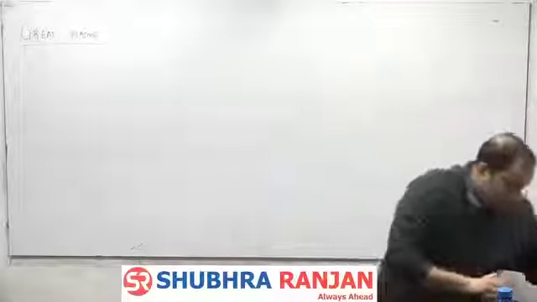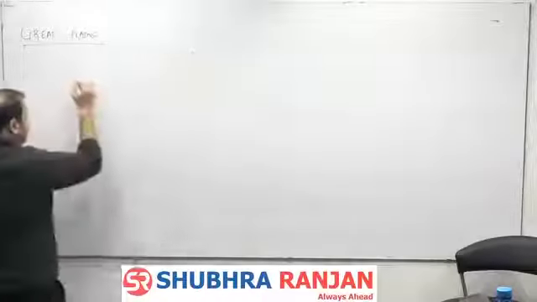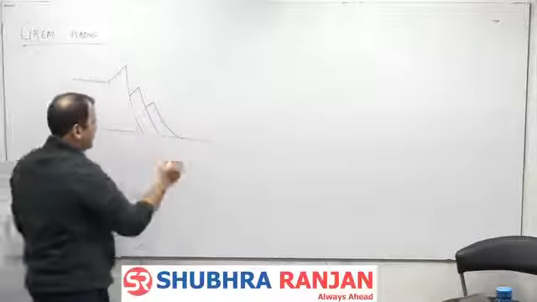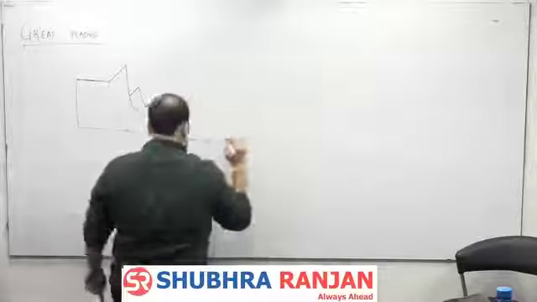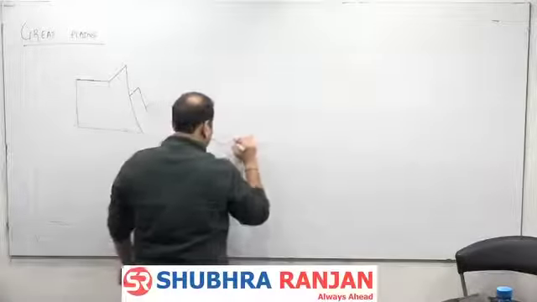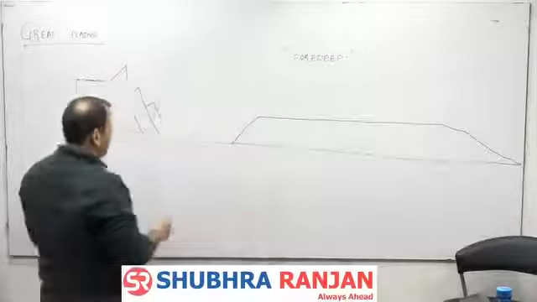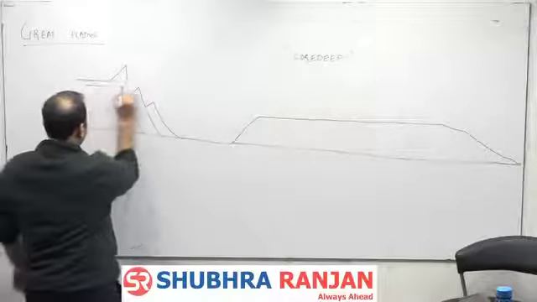So you can take down the Great Plains. The Great Plains have been formed due to deposition of sediments in a depression or a fore deep, which lies between the Himalayas and the peninsular plateau.